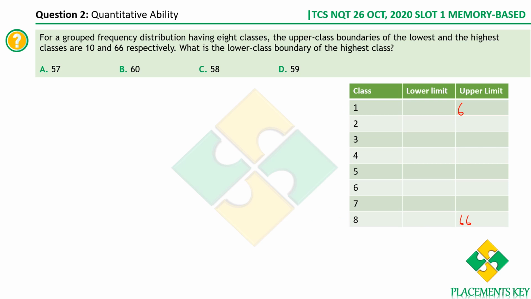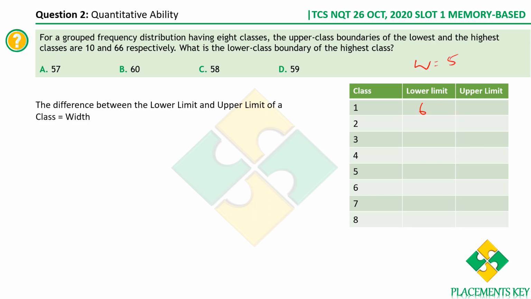Okay, there are a few ground rules. The difference between the lower limit and upper limit of a class is always equal to the width. Let me remove these values. Let's say this is 6 and the width is 5. So this value will always be 6 plus 5, that is 11, and if these are continuous class intervals, this 11 comes here. Again we'll add 5 to it because the width is 5, 11 plus 5, that is 16. Again the 16 comes here, and 16 plus 5 is 21.